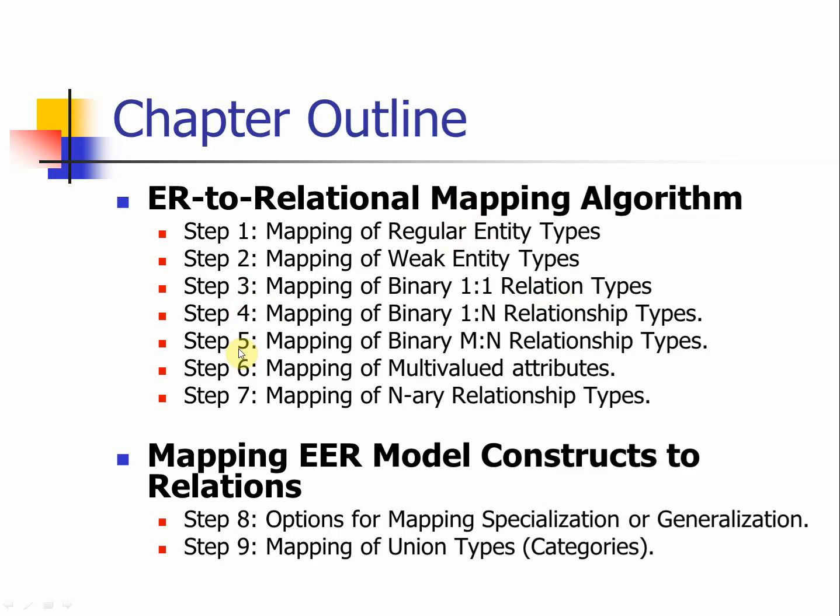Since in cardinality ratio, there are only 3 different types, indicating 1-to-1, 1-to-n, and m-to-n relationships, those 3 different types correspond to steps 3, 4, and 5. So let's take a look at step number 3, working on the 1-to-1 relationship.